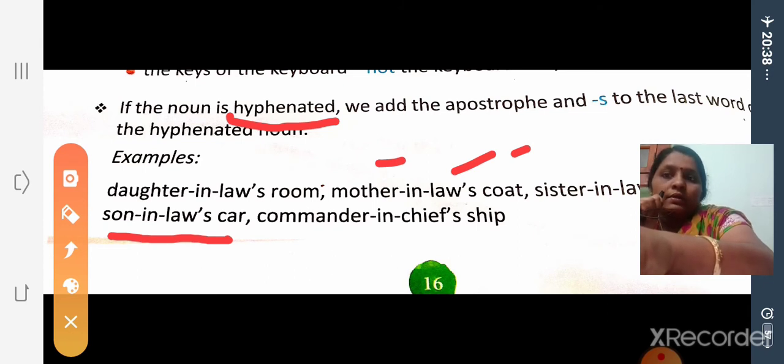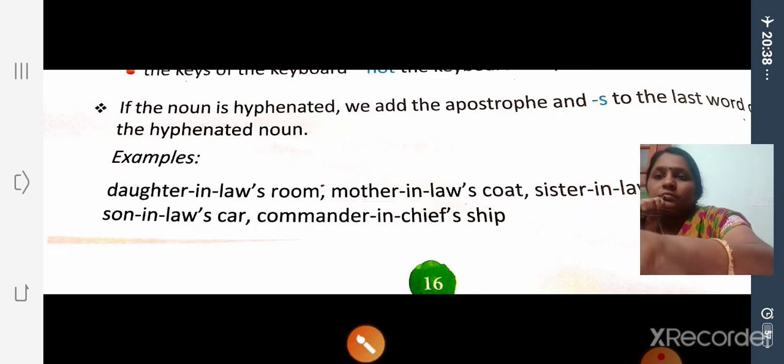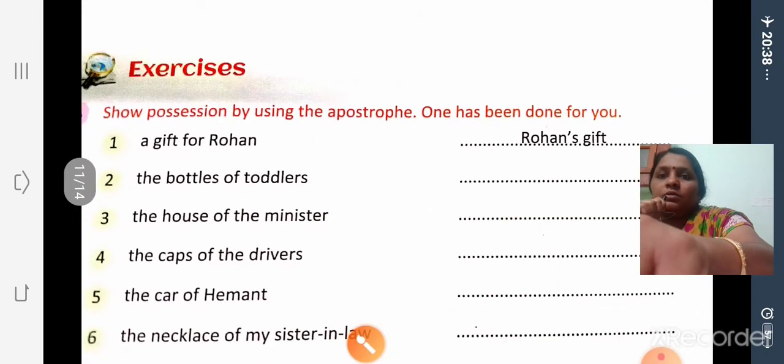Son-in-law's, the apostrophe s is added at the end of this hyphenated word. Son-in-law's, mother-in-law's, sister-in-law's, commander-in-chief's. So if the word is a hyphenated one, we have to add the apostrophe and s to the last word of that hyphenated word. Okay, so these are the rules.